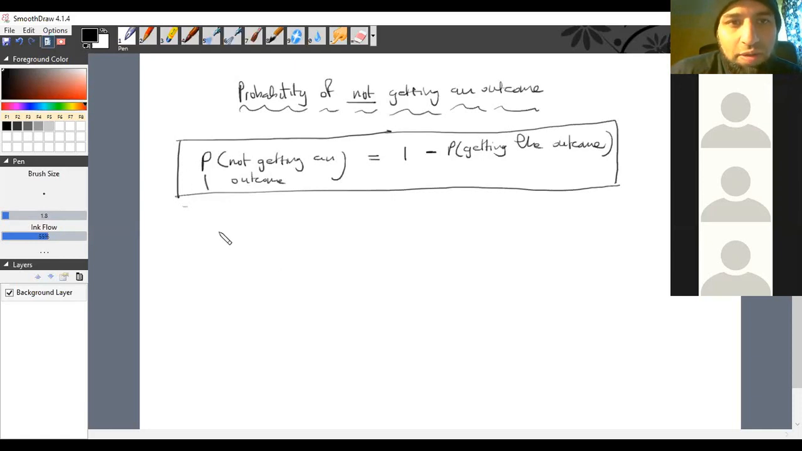P always stands for probability, in case you forget. It's the short way of writing it. Okay, how do we use that? Let's look.